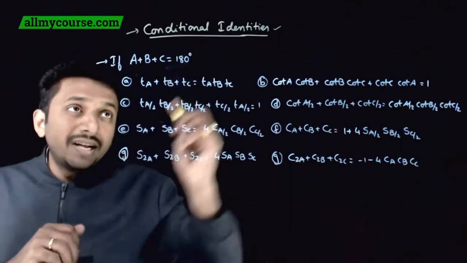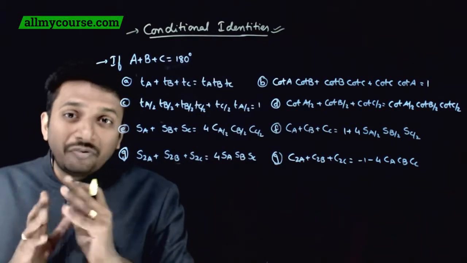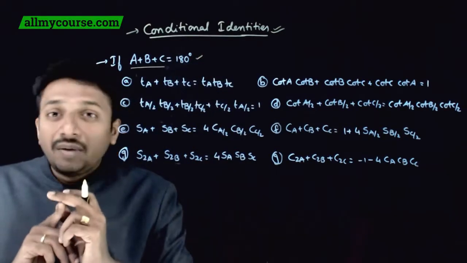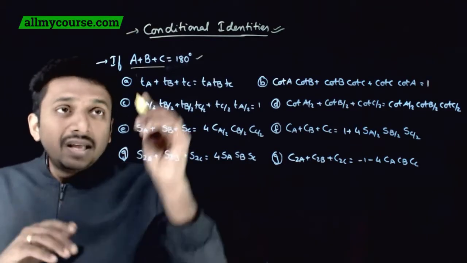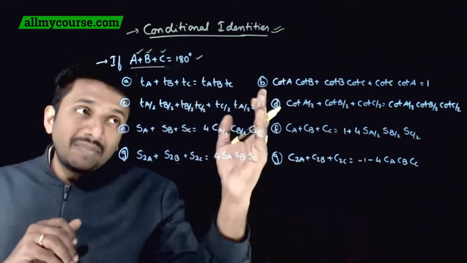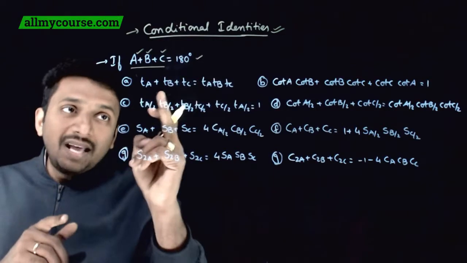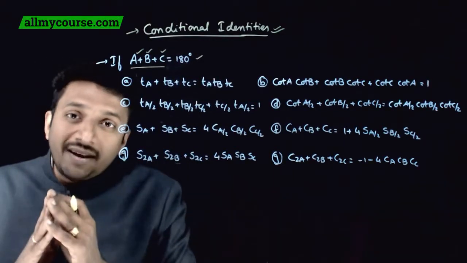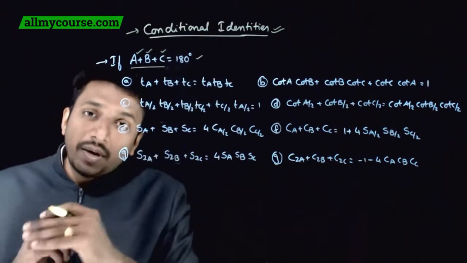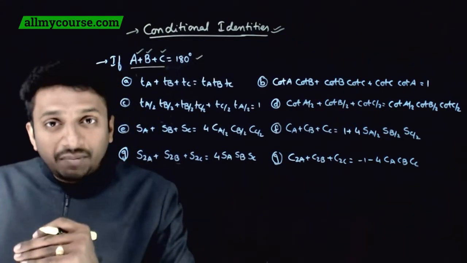So in this topic we are looking at conditional identities. That means these are also identities, but they have a condition before them. For example, if you have three angles A, B, C whose sum is equal to 180 degrees, A plus B plus C is equal to 180 degrees, then there are some identities in ABC which will always be true. That is, tan A plus tan B plus tan C will always be equal to tan A tan B tan C.